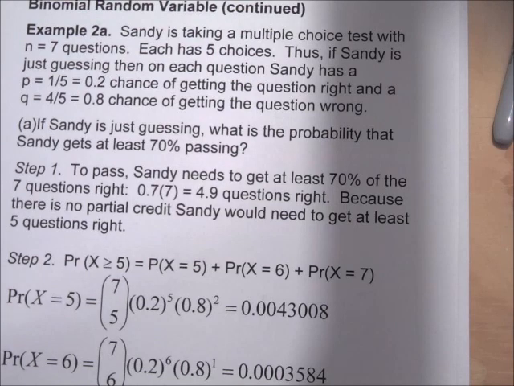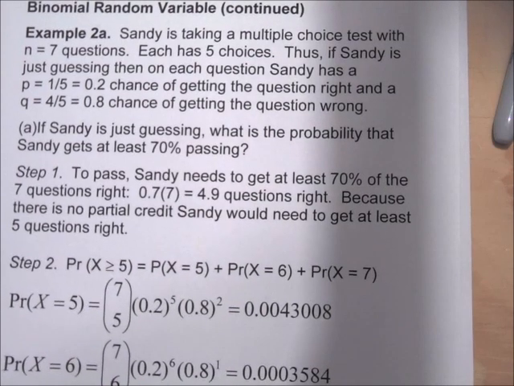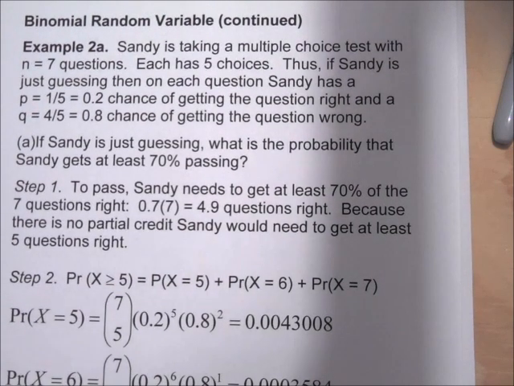So Sandy's taken a multiple choice test with 7 questions. Each has 5 choices. So if Sandy is just guessing, then on each question Sandy has a p equal 1 out of 5 or 0.2 chance of getting the question right, and a q of 4 out of 5 or 0.8 chance of getting the question wrong.